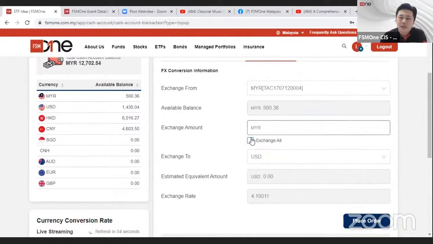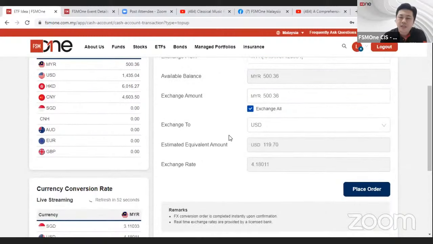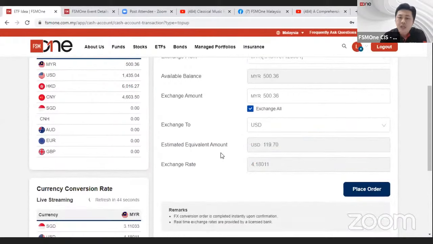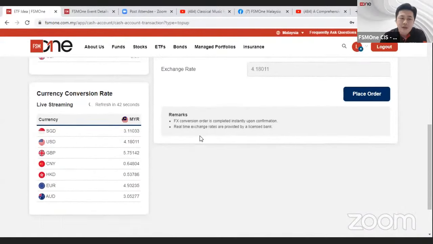So if I want to exchange all 500, then this will be the exchange rate that I get, and this will be the equivalent amount of the exchange. The exchange is actually live, so you are able to have a look. The currency conversion rate over here is live streaming.